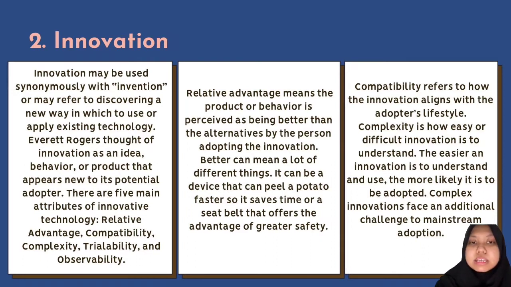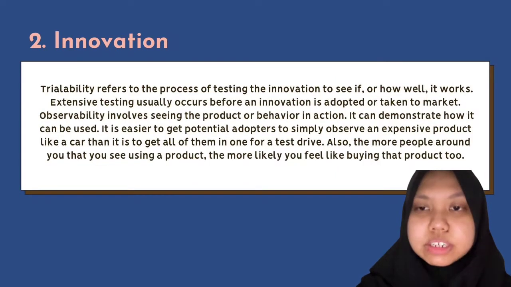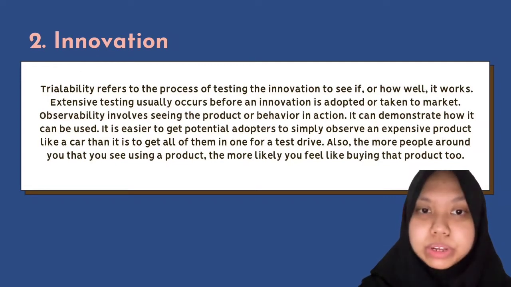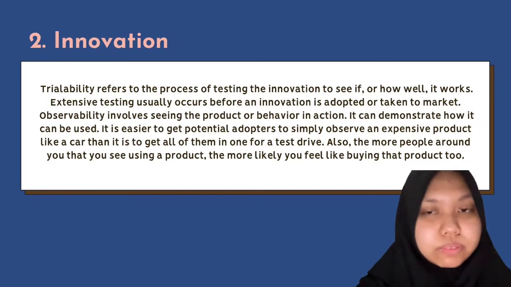The complexity is how easy or difficult the innovation is to understand, and the easier an innovation is to understand and use, the more likely it is to be adopted. So complex innovations face an additional challenge to mainstream adoption. And then reliability refers to the process of testing the innovation to see if or how well it works. Extensive testing usually occurs before an innovation is adopted or taken to the market.